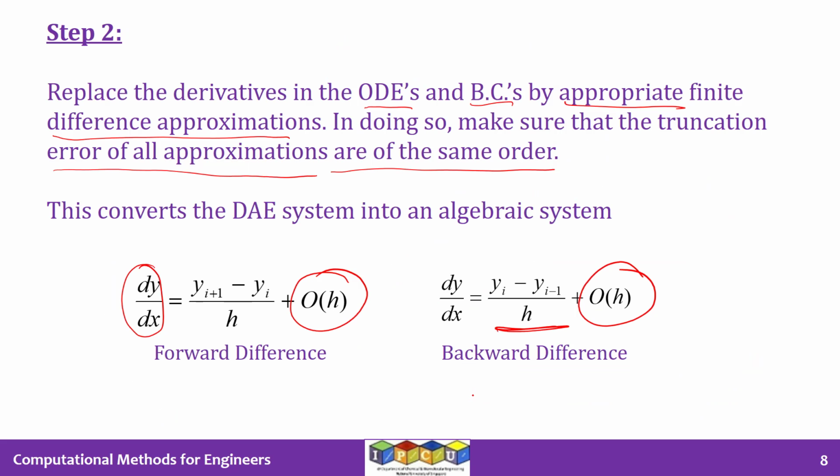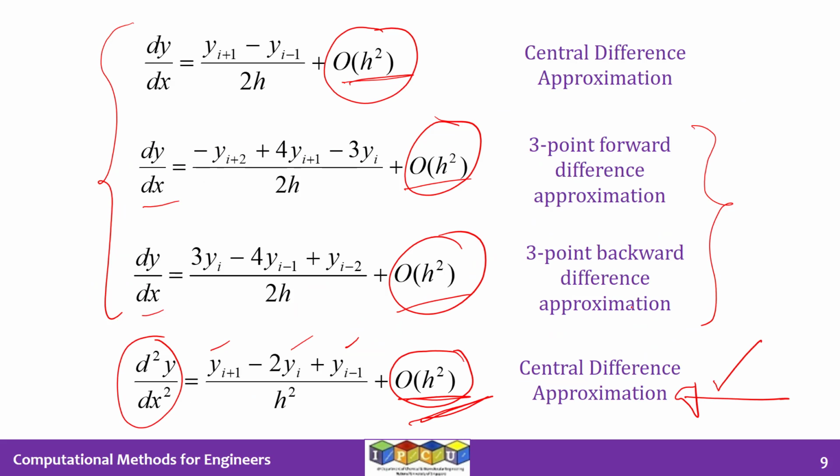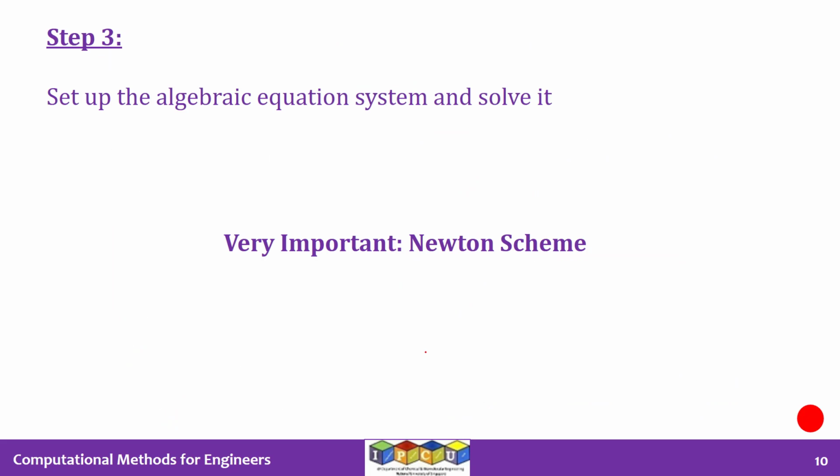I should not be using the 2-point forward or backward approximations for the first derivative, because there will be a mismatch in the order of truncation error. These two approximations have a truncation error of the order of h only, which does not go well with order of h squared. We do this in order to prevent numerical artifacts from destroying the validity of the solution. We want all the derivatives to be replaced by finite difference approximations that have the same truncation error. So once you do that, you can set up the algebraic equation system and solve it.